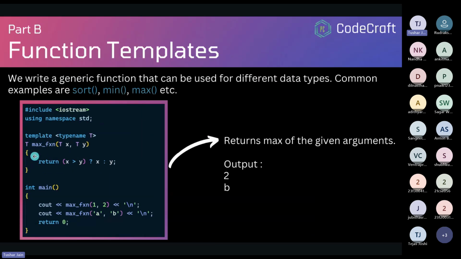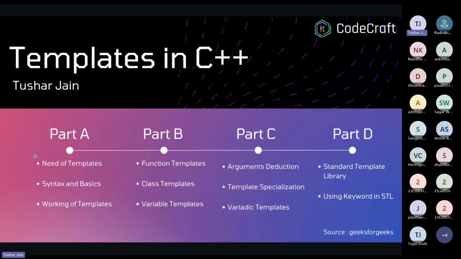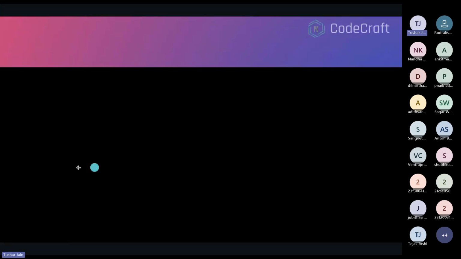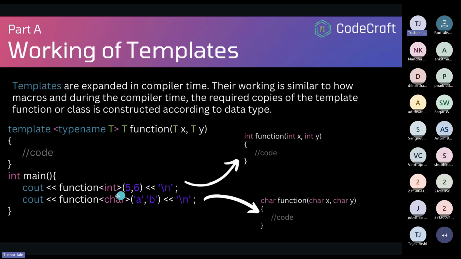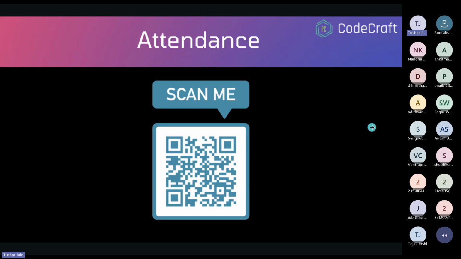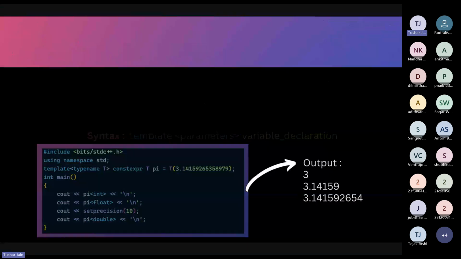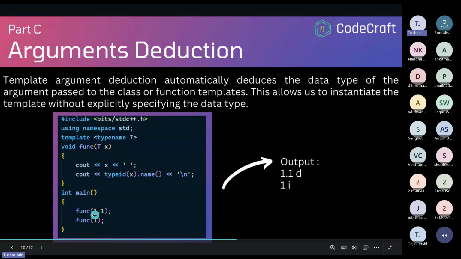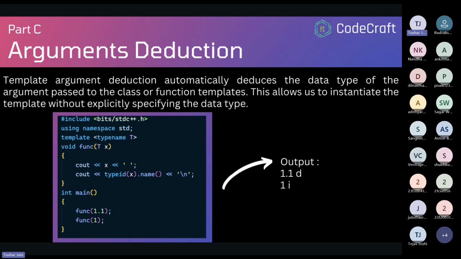So if I move to the previous slide, let's say here, yeah. So here I have specified int while calling a function, right? But what happens in argument deduction is that we don't need to specify int or double or anything like that. We can directly give the argument and it will automatically identify the data type for us.